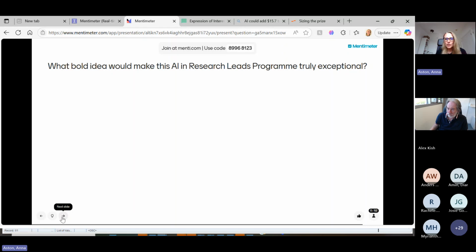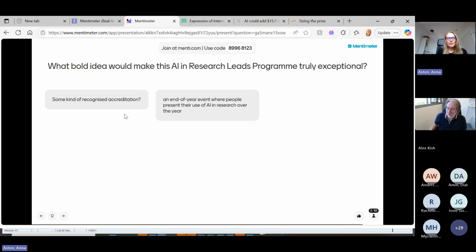I think this is the last question. What bold idea would make this AI in research program truly exceptional? I would love for you to share a big bang idea for this program. I know there are a lot of programs being born at the moment, but I wonder what would make this program very, very interesting for you to join.